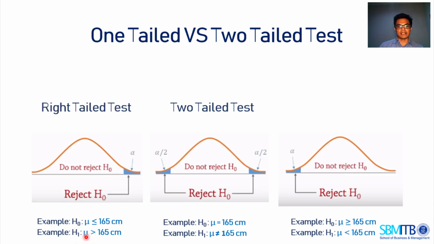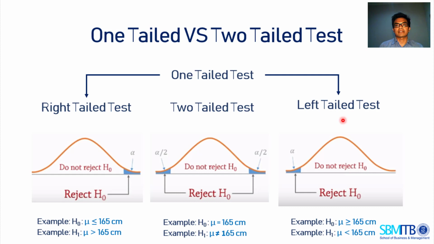For the one that has an alternative hypothesis stating that the mean population is larger than a specific value, where the error term is on the right side, we call it the right tail test. Conversely, if the alternative hypothesis states that the mean population is lower than a specific value, then the error term that we are testing is on the left side, which means that we have the left tail test. Both the right tail test and the left tail test are considered one tail tests.